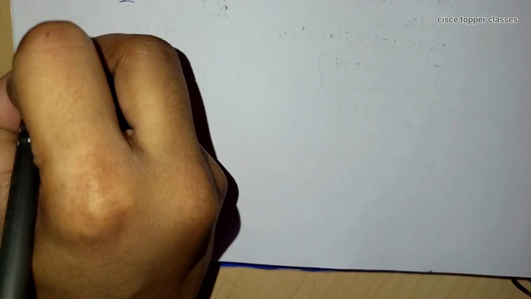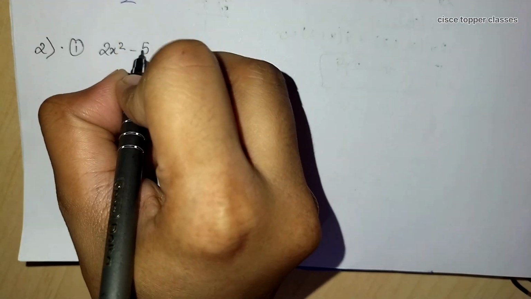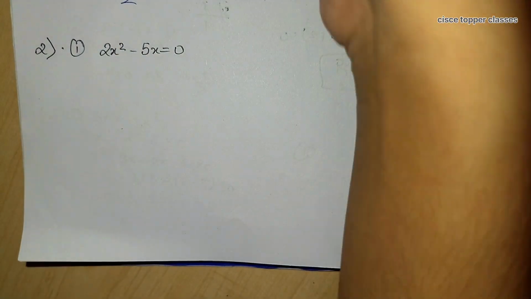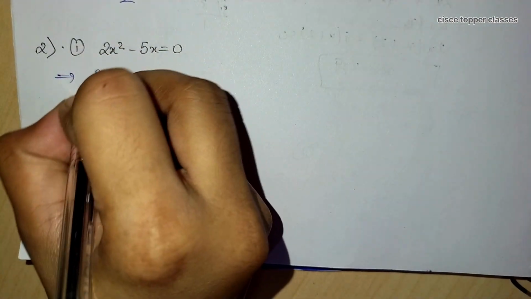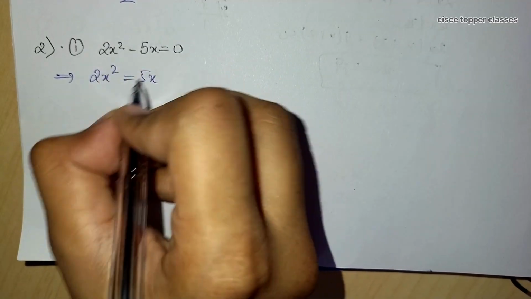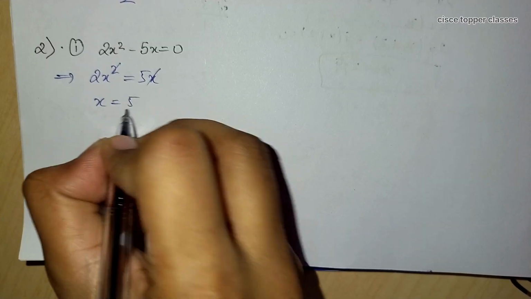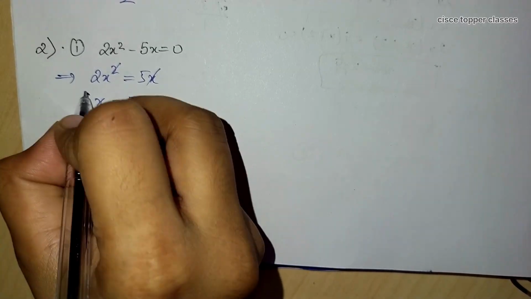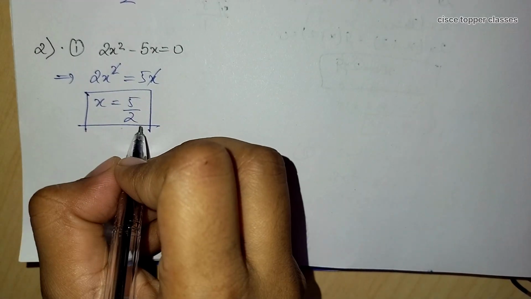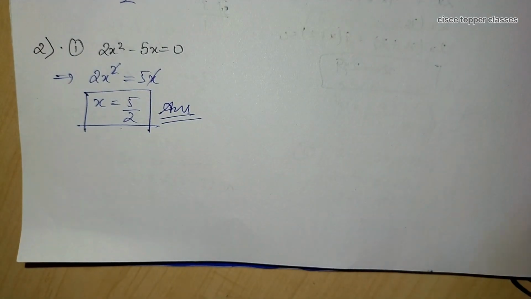Now let us solve question number 2, first part, which is 2x square minus 5x equal to 0. We can simply write it as 2x square equal to 5x. x will be cancelled out from here, and we will get x is equal to 5 by 2. So this is the answer in the first part.